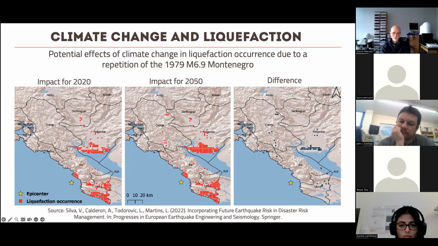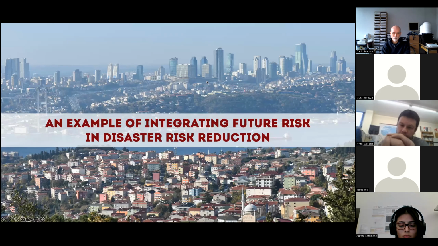Okay, we checked how much the water table is expected to increase in these places in Montenegro and Albania. Albania is here in the south. And what you see here in black is the places where there's a high likelihood of having liquefaction in 2050 if the same Montenegro event of magnitude 6.9 happens.